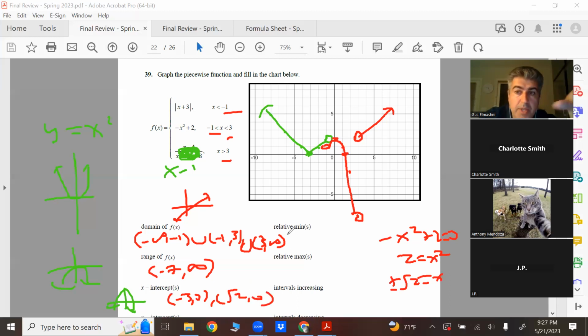Relative means when you switch from decrease to increase. When that happens, that definitely happens at -3, 0. And that's it. You switch from increase to decrease as a relative max, that happens at 0, 2.